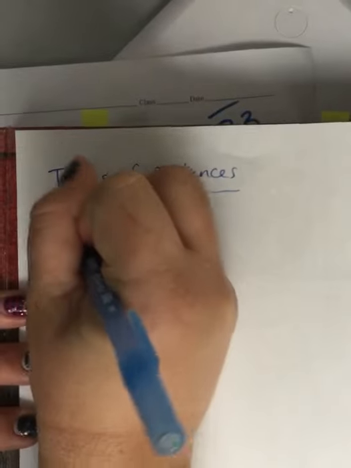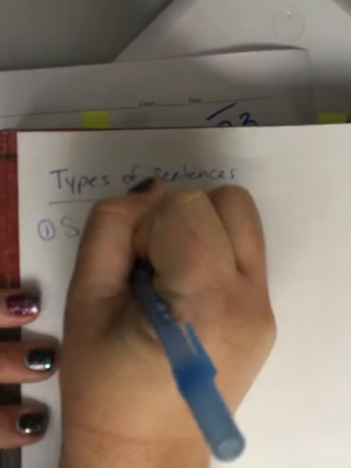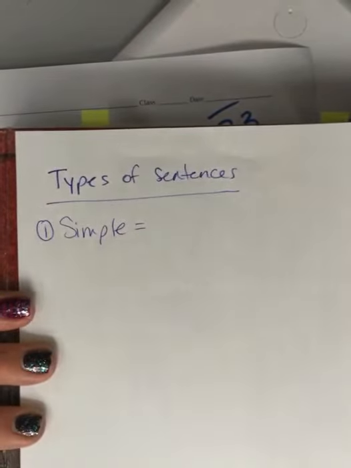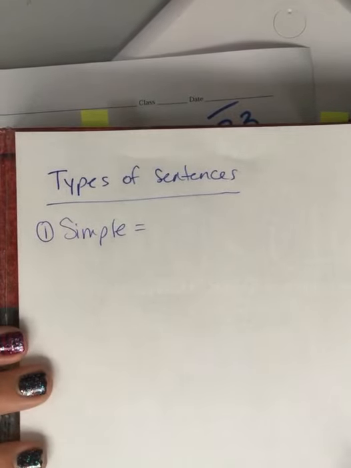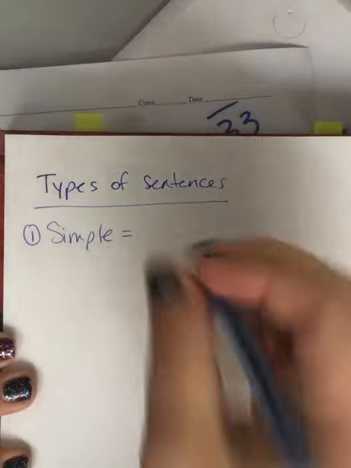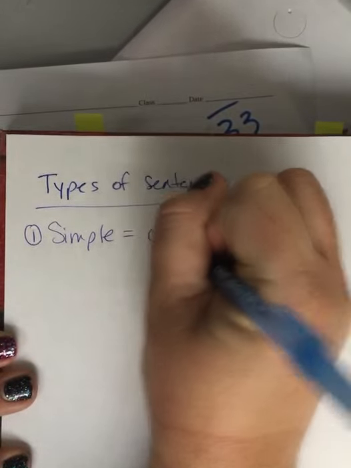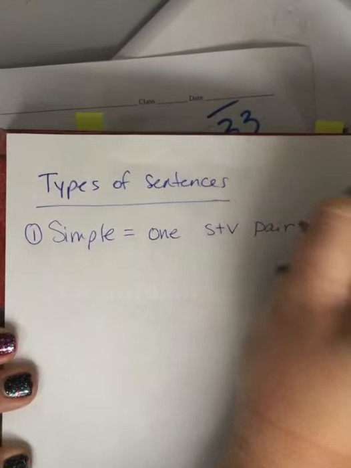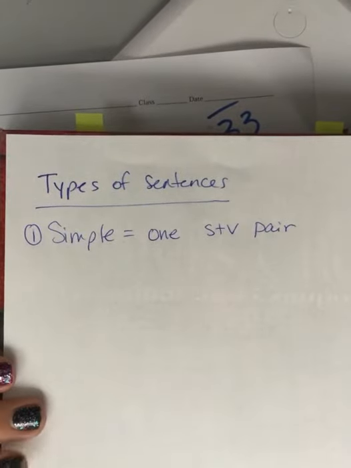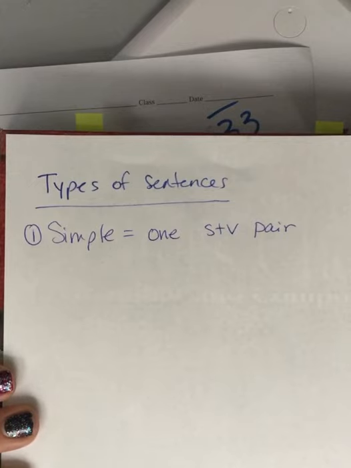Simple. What makes a sentence simple? What does it have? It only has one subject-verb pair. Do we just put this below the notations? Yep.